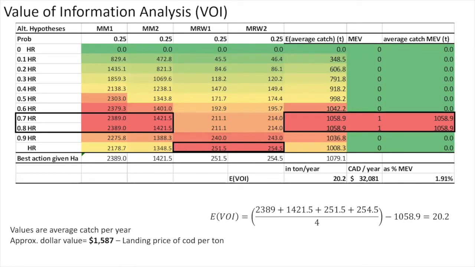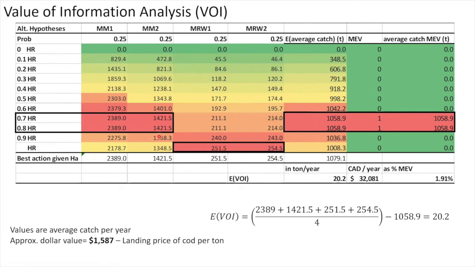I use the decision table to illustrate the calculation of the value of information. Here, each column represents one model, assuming that each model could be equally likely. And each row represents the different harvest rates that I tested in my simulations. The column E average catch is the average yield across the 4 models, assuming that each model could be equally likely.